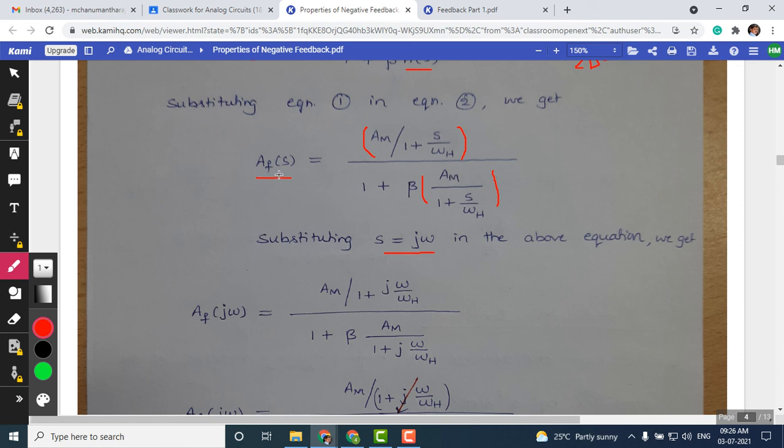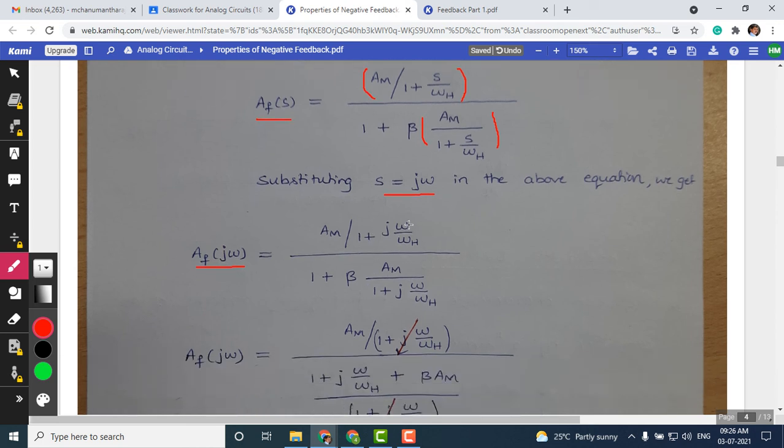So on the left hand side you can see AF of S becomes AF of j omega, and on the right hand side we have replaced S by j omega. This is the equation: j omega by omega h. Omega h is nothing but the higher cutoff frequency. We have seen this in the oscillator circuit as well. Since we are dealing with high frequency response, this is the transfer function for the high pass filter.